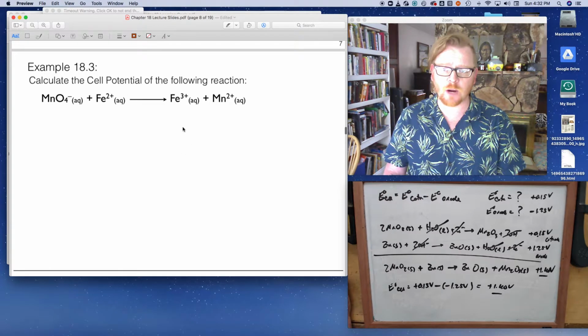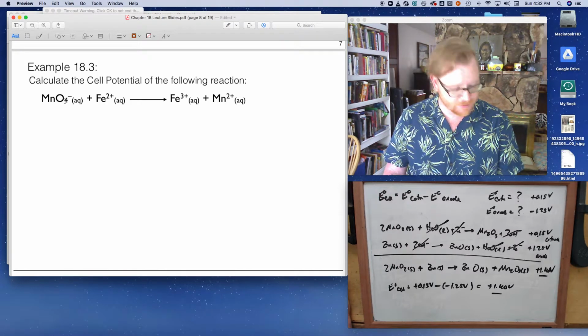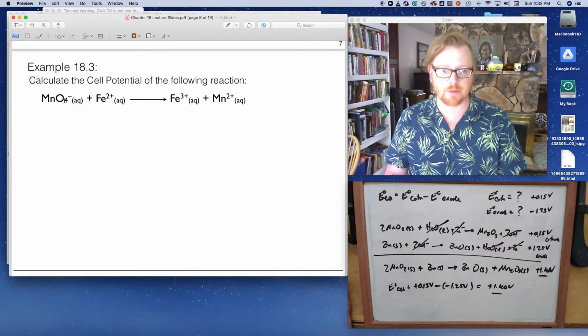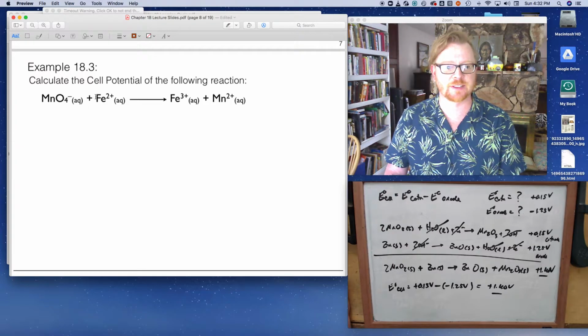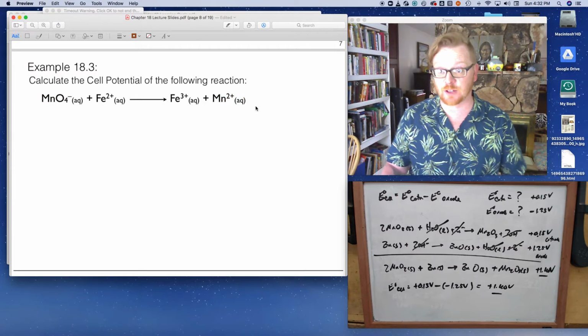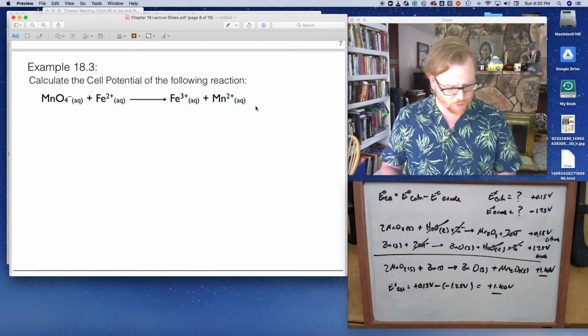I think you should try to work this out on your own. This is worked out in the lecture notes on Canvas. So you'll have to look up a few different reactions. You can tell that there's an iron 2 going to an iron 3, and there's a permanganate going to a manganese. So you have to look up those standard potentials. I want you to work through that.